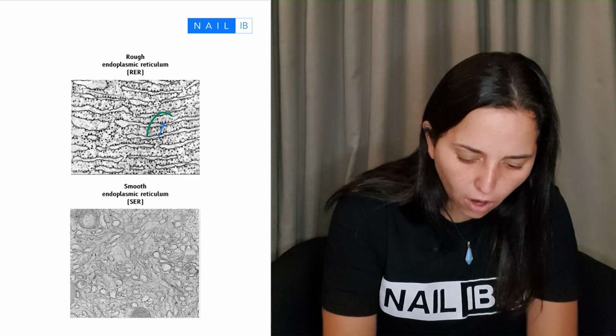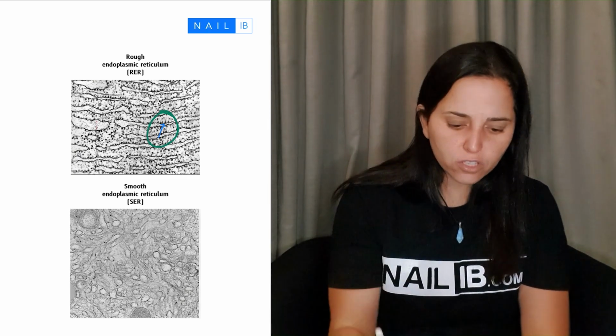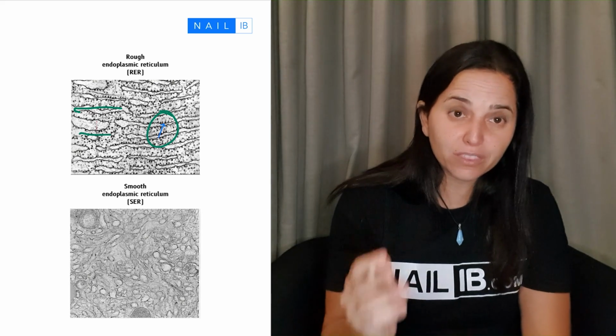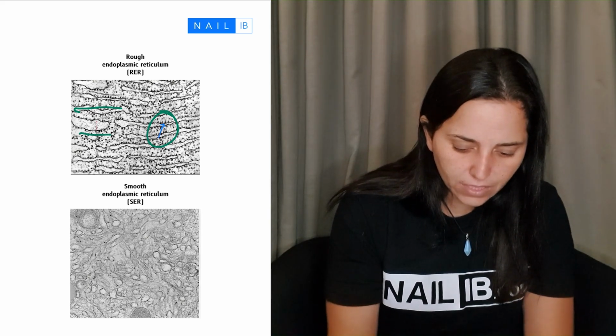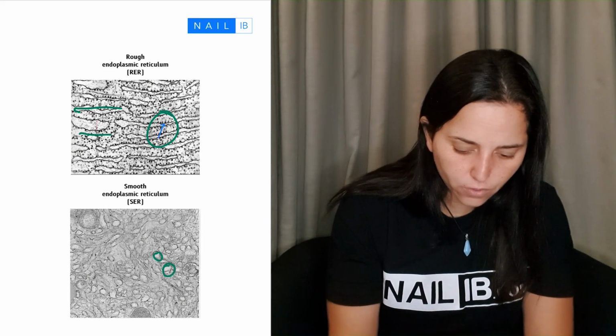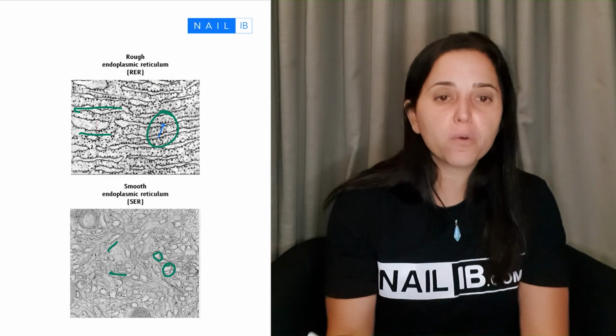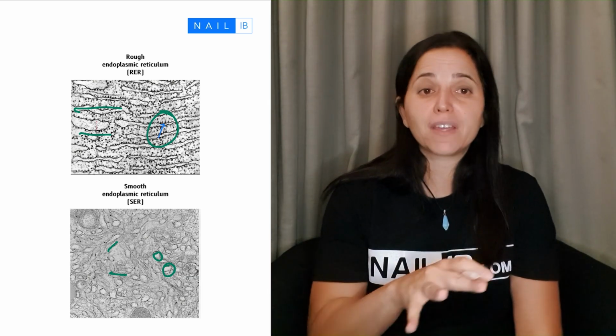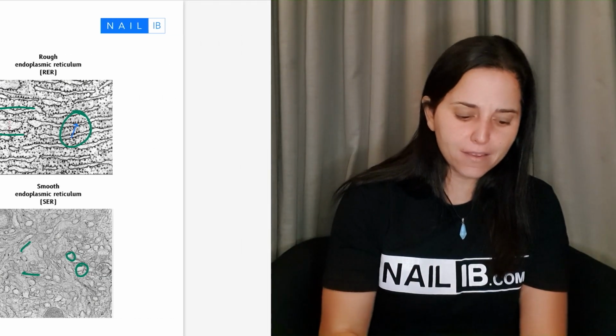Here we have the rough ER and the smooth ER. The rough one, you can always see that there's going to be dots in there. So it's going to be a lot of lines, as you can see, with dots. That's the rough. When you see a bunch of circles and small lines, that will be the smooth ER, because there are no dots, because there are no ribosomes. So keep that in mind.